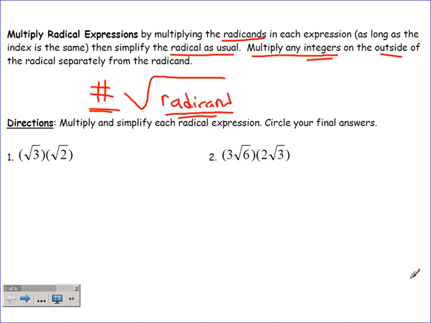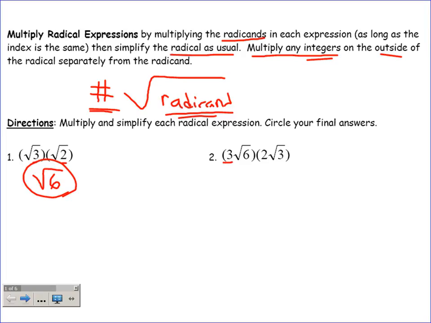So here's the deal. Number on the inside, number on the inside. I multiply those together. I now have the square root of 6. Is that a piece of cake or what? Wait, hold on. Say that one more time. Square root of 3 times the square root of 2. 3 times 2 is 6, so it's the square root of 6. Can I simplify the square root of 6 any? No, you can't. Okay?